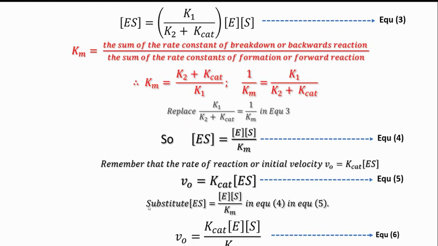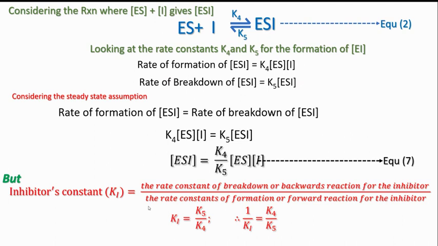Now, let's look at equation 4. We say that ES is equal to E multiplied by S over Km. So introducing the initial velocity, V0, which equals K cat multiplied by ES, if you replace ES, you're going to have that V0 is equal to K cat multiplied by E times S all over Km. Now let's go back to the other equation.